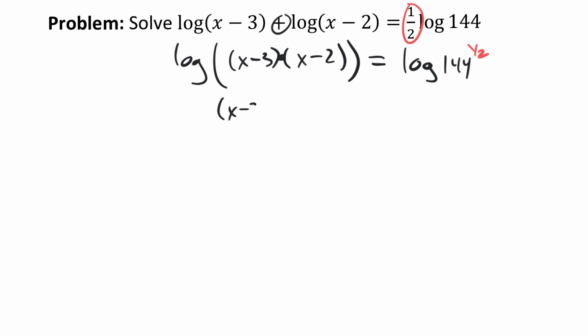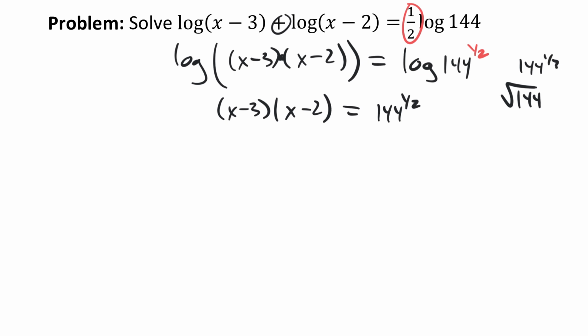Now we can drop the logs, or again, if you want to say it technically, equate the arguments. And we have the following. But we might be better off writing this as the square root of 144, because that's what it means to be 144 to the 1/2. It's another way of writing the square root. And then the square root of 144 is just 12. Okay, so the right-hand side simplifies nicely to 12.